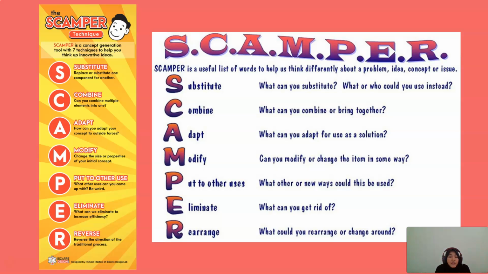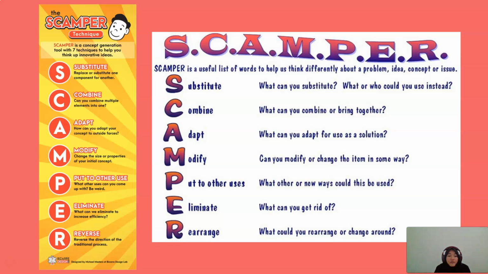Substitute means you need to replace one component with another. Combine, you can combine multiple elements into one. What can you combine or bring together? Adapt. How can you adapt your concept to outside forces? What can you adapt for use as a solution? Modify, change the size or properties of your initial item. Can you modify or change an item?